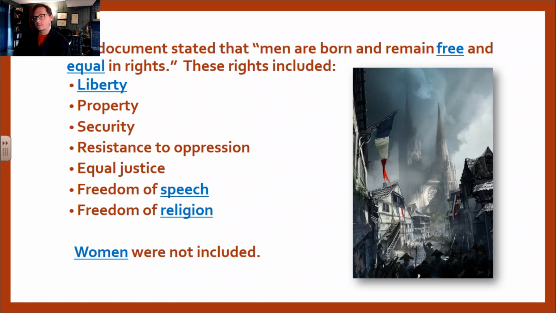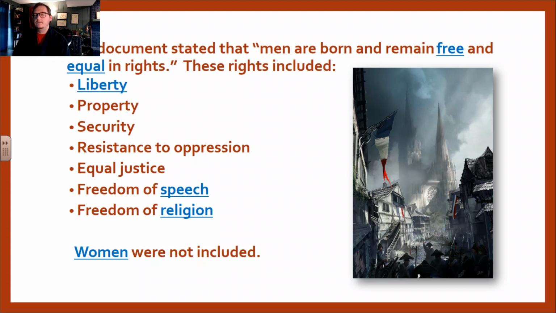So, this is a big slide here. This is an important one. The document stated that men are born and remain free and equal in rights. These rights included the right to liberty, which would be basically your right to freedom, which would include really your right of religion and your right of free speech, which you can see are bulleted down there.